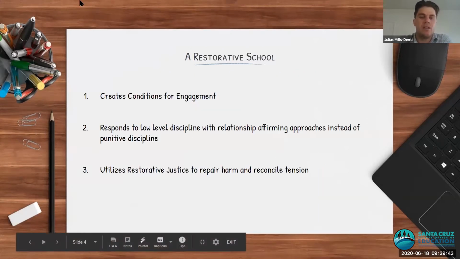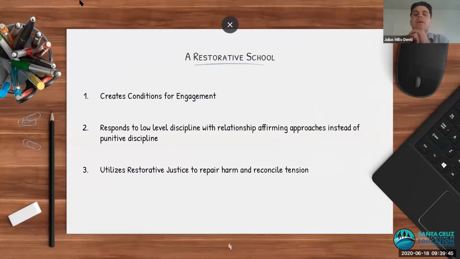So if you're looking to implement restorative practices at your school setting, some people like to use a tier model, tier 1, tier 2, tier 3, that is sort of a 2 to 3 year rollout. And that's fine because it does take about 3 years to roll this out effectively and implement it across your school setting and utilize your personnel correctly. But the 3 things you're going to want to do is create conditions for engagement.